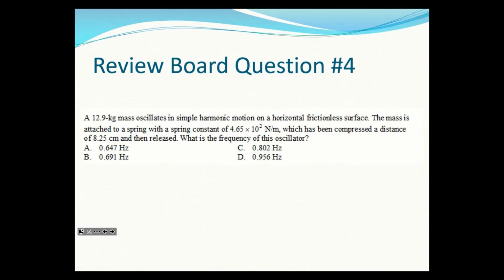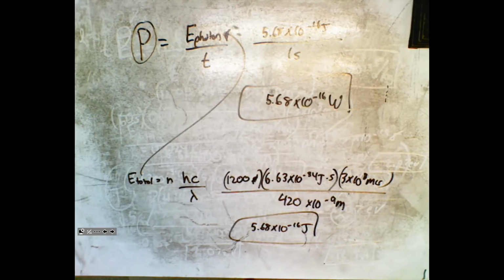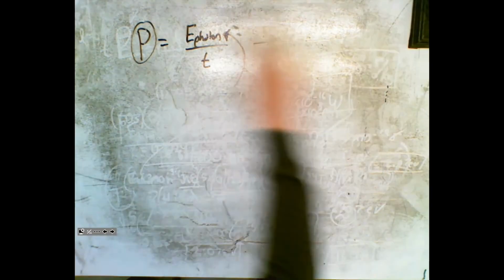So we have a mass that oscillates in simple harmonic motion on a frictionless surface. The mass is attached to a spring. They give us a spring constant, and it is compressed a distance of 0.825 centimeters and released. What is the frequency of the oscillator? Okay, so I am going to switch to this for this one because that's too much to write with that stupid pen that shoots around.